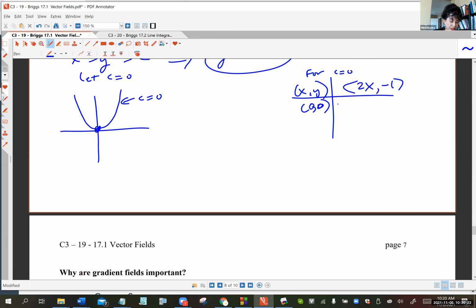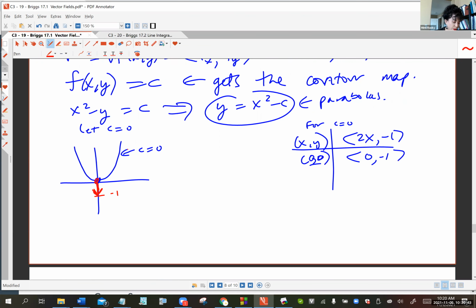Okay. So I know that (0, 0) is a point on my parabola. What would be the vector associated with the point (0, 0)? If I plug this point (0, 0) into the gradient, I get (0, -1). If I graph (0, -1), since it's just the origin, it's already in standard position, it'd be a vector of magnitude 1 pointing downward. Okay, that was easy.